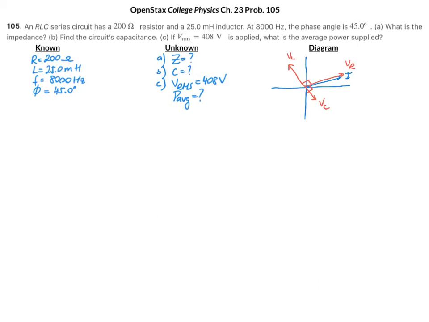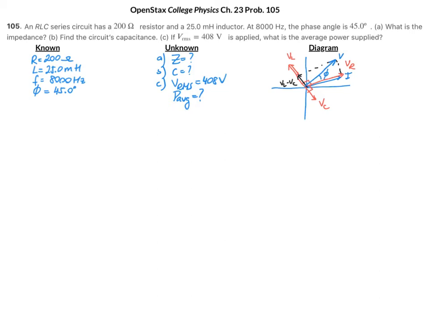So now we treat these red arrows as if they were vectors, so I'm going to subtract from VL, VC because they are along the same axis, and that leaves me with this quantity, which is VL minus VC. So I complete this rectangle, and that will be the voltage in my circuit. Now this is the phase angle. That's the 45-degree thing that they gave us.